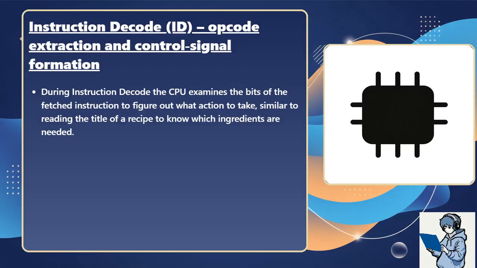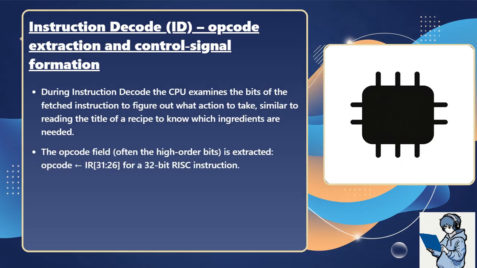During instruction decode, the CPU examines the bits of the fetched instruction to figure out what action to take, similar to reading the title of a recipe to know which ingredients are needed. The opcode field, often the high-order bits, is extracted. Opcode becomes IR[31:26] for a 32-bit RISC instruction.